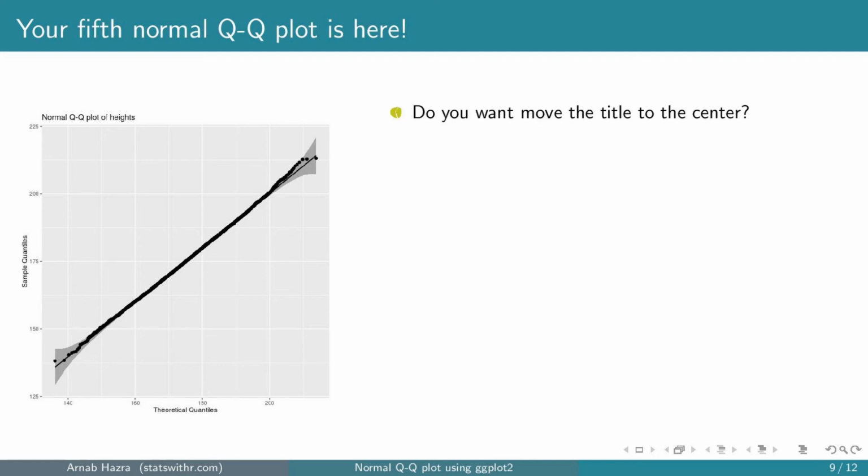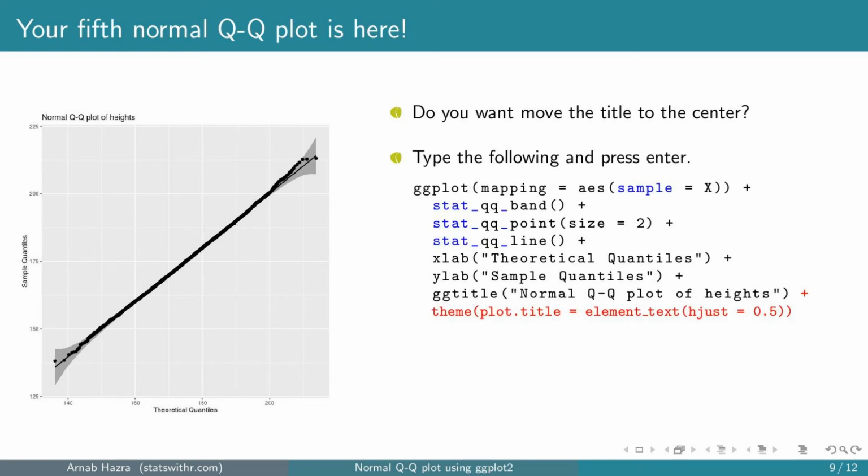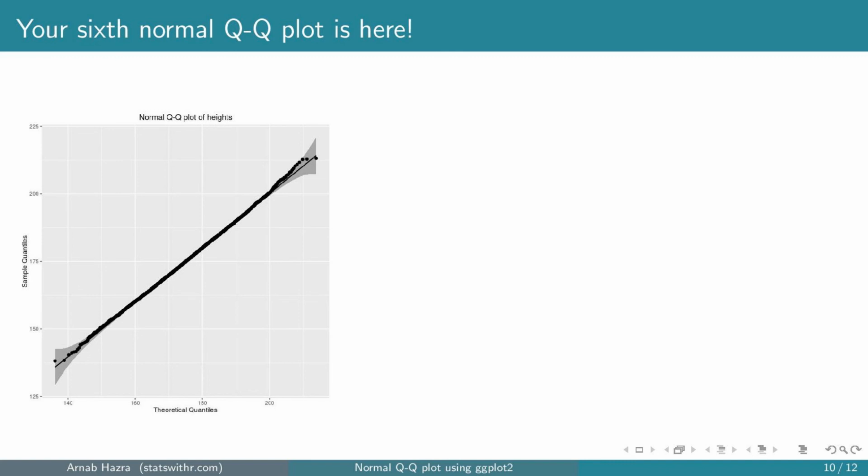Now, you might want to move the title to the center. To do that, add a line: theme, plot.title equals element_text, hjust equals 0.5. Okay, now press enter. And you get your sixth normal qqplot. You can see the title is at the center now.